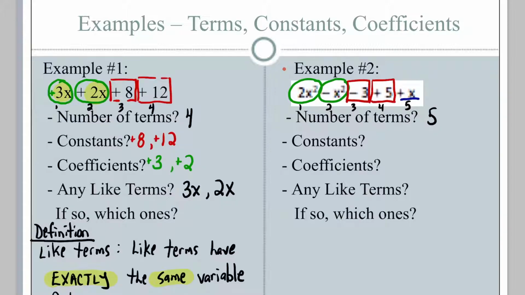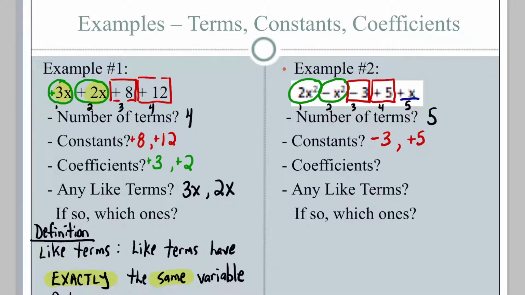Constants, again, constants do not have a variable, and the only 2 that do not have a variable are the -3. And please double check yourself if you work this on your own to make sure that you included the sign with the number. So -3 and a +5.